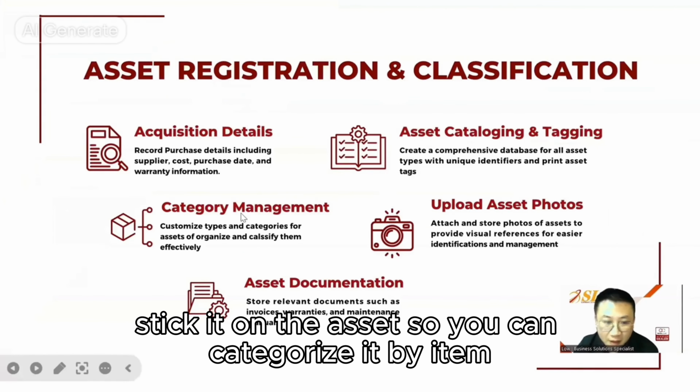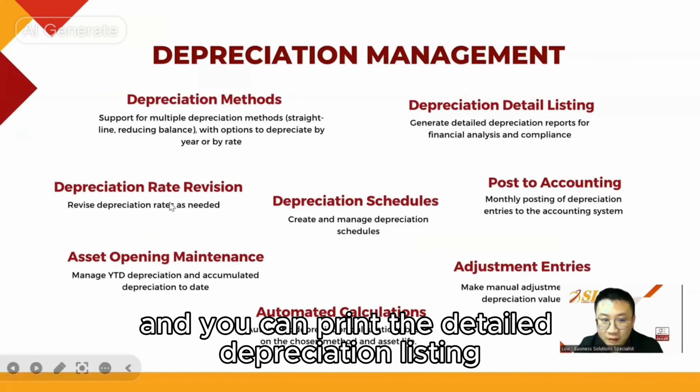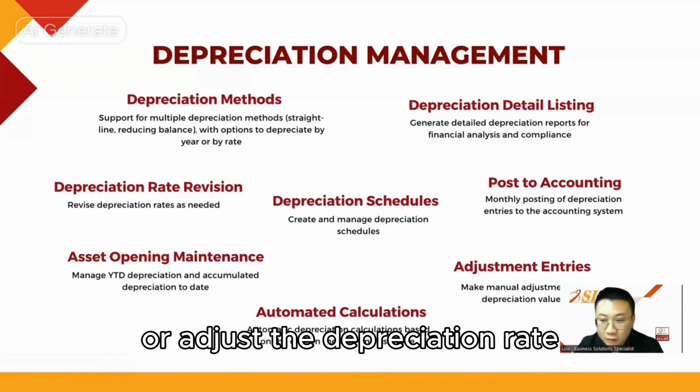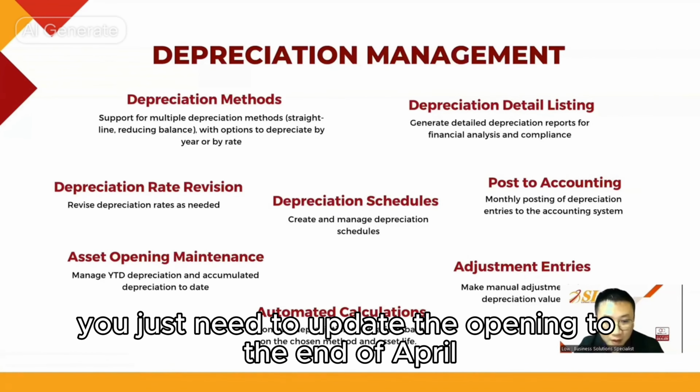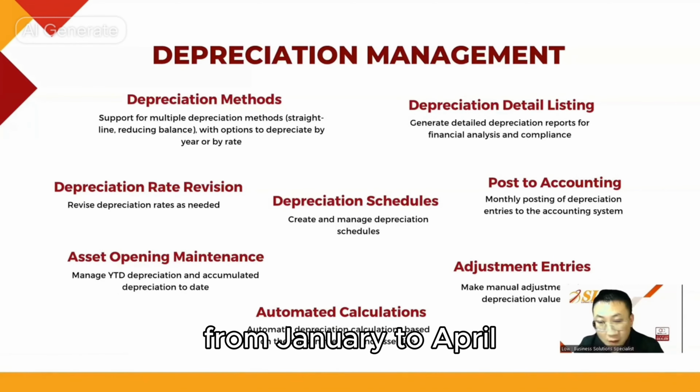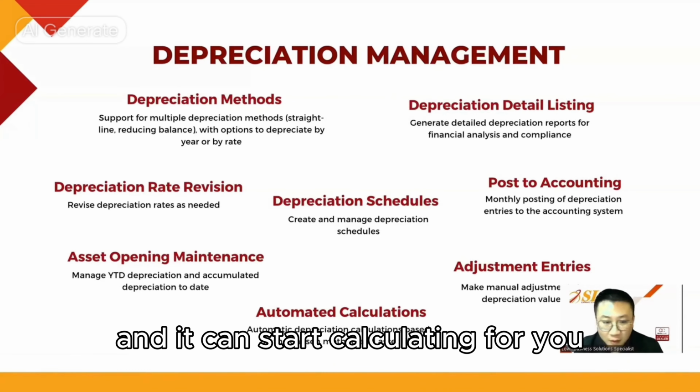Then the second major function is your auto depreciation. You can use different depreciation methods, including straight line and reducing balance. And you can print the detailed depreciation listing or adjust the depreciation rate if you change it from 10% to 5%. Then the system is already set up, including your openings. You can start using this fake asset module from January 1st, or you can also start from maybe May 1st. You just need to update the opening to the end of April and update the year-to-date depreciation from January to April, and it can start calculating for you.